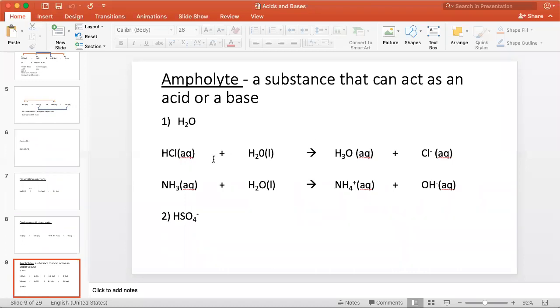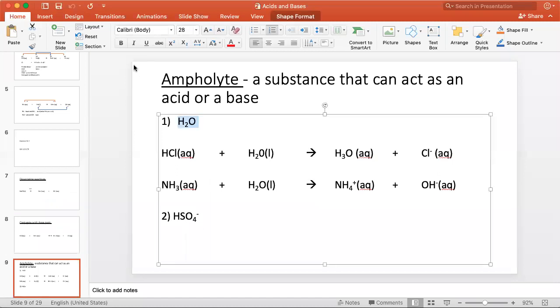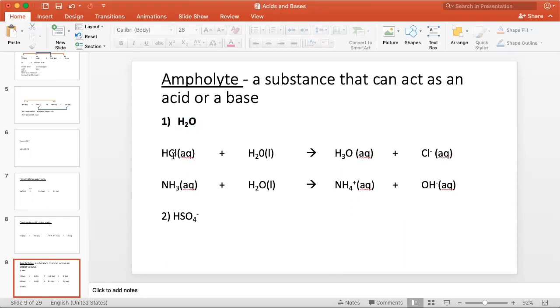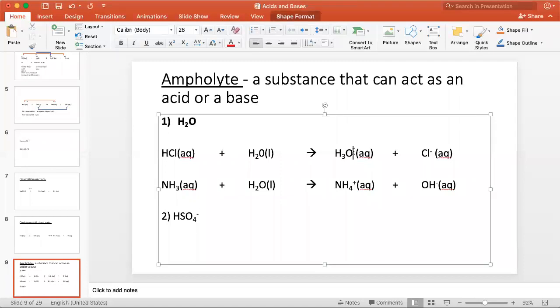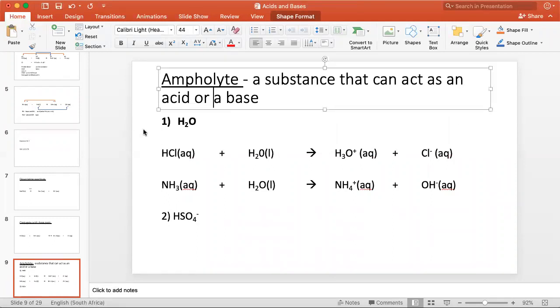So here's one example, right? If you look at H2O as an example, we see that if you take HCl plus H2O, it becomes H3O+ and Cl-. And then if you look at NH3 plus H2O, it becomes NH4+ and OH-. All right. So what I want you to do now is work out the conjugate acid-base pairs in your books. So work it out for me. Let's see what we get.